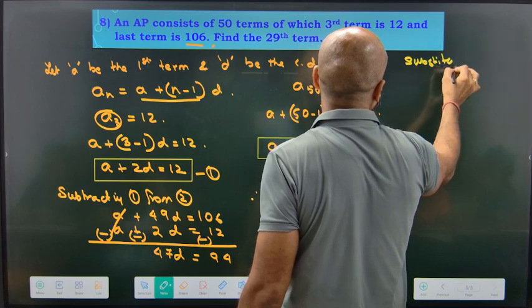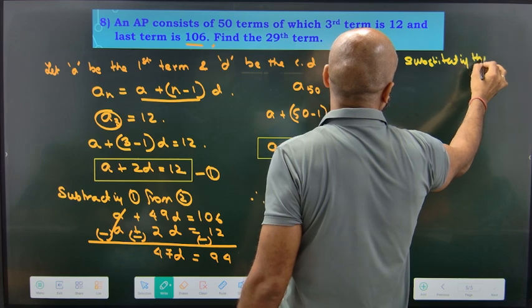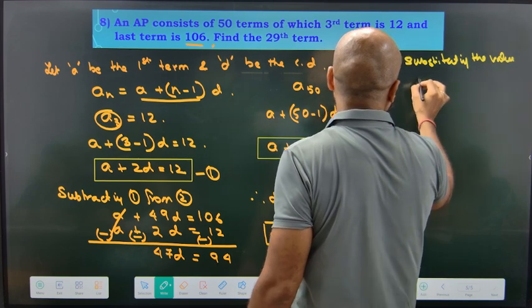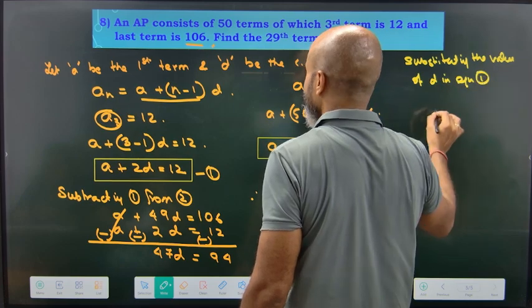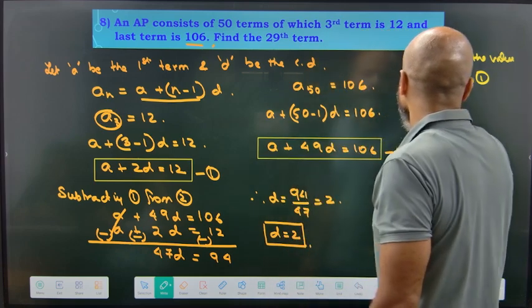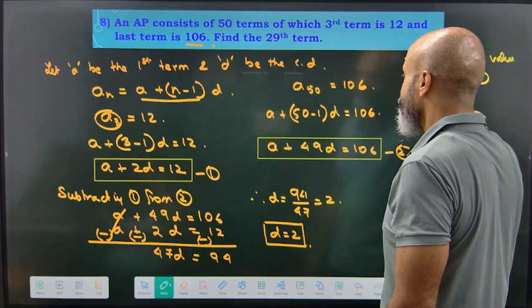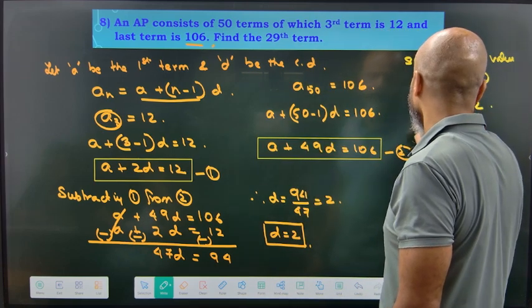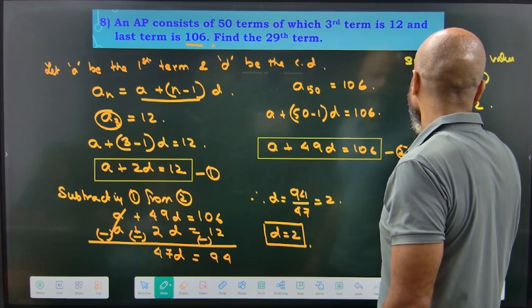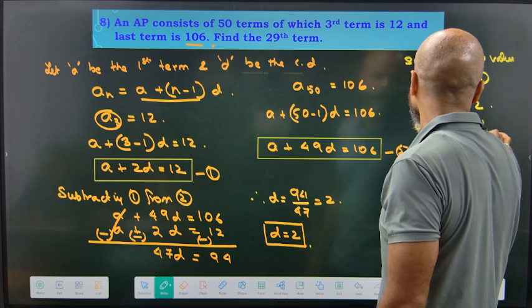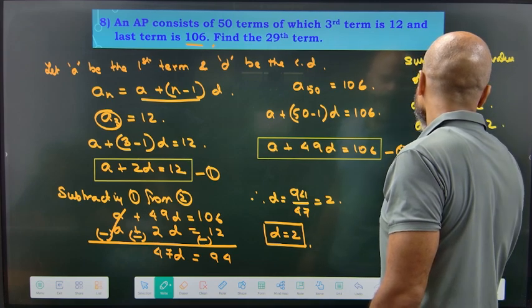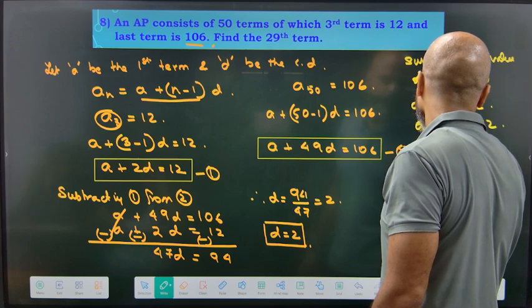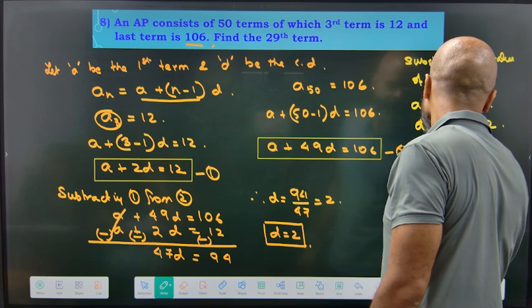Substituting the value of D in equation 1. So that will be how much? A plus 2D is equal to 12. That will be A plus 2 into 2 is equal to 12. So A plus 4 is equal to 12. So therefore A is equal to 12 minus 4. A is equal to 8.